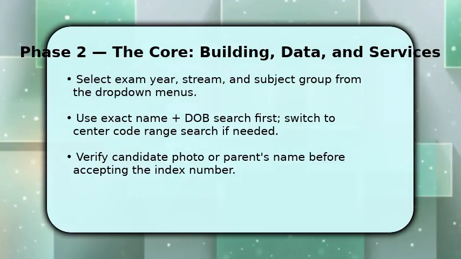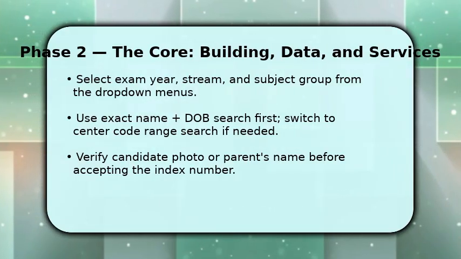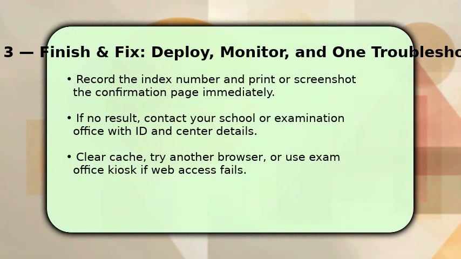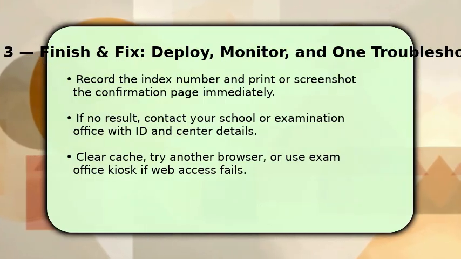If multiple matches appear, narrow by center code or subject group to pinpoint the exact record. After you find the index number, write it down and capture a screenshot or print the page to avoid losing it. Once saved, double-check spelling and the index against your admission forms.